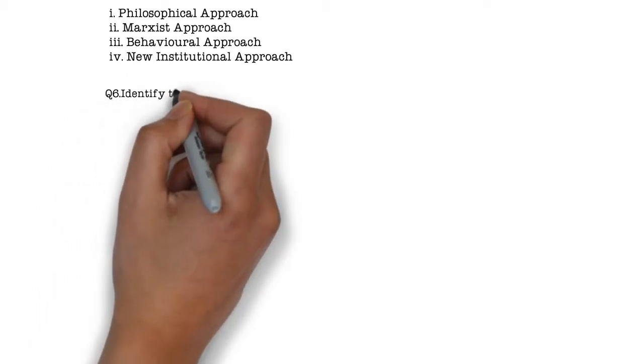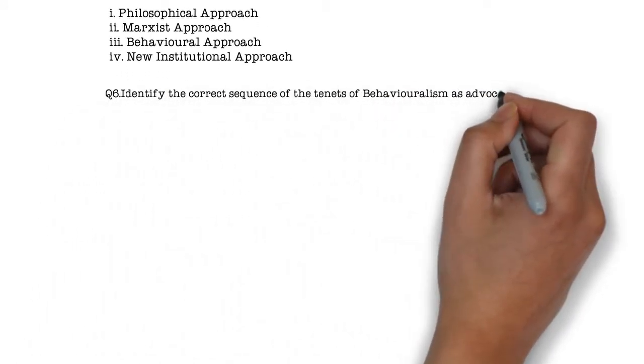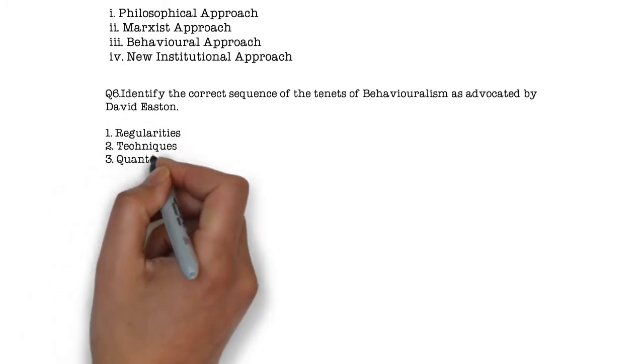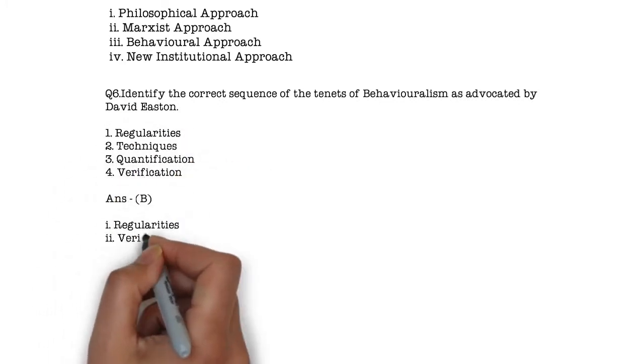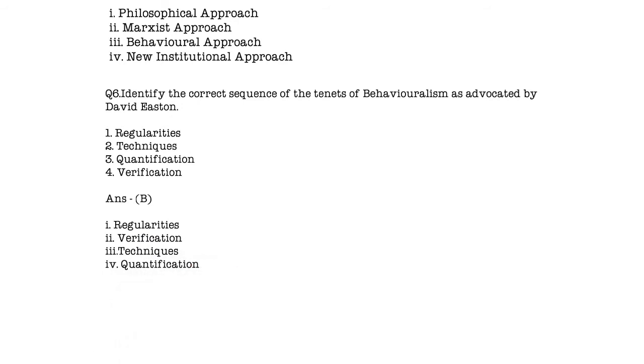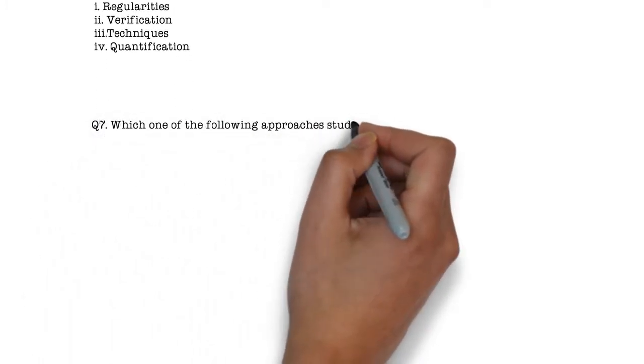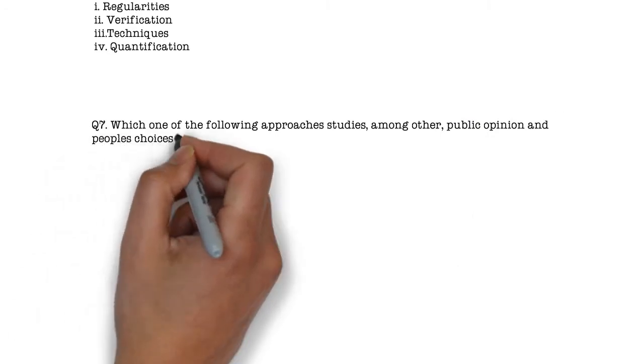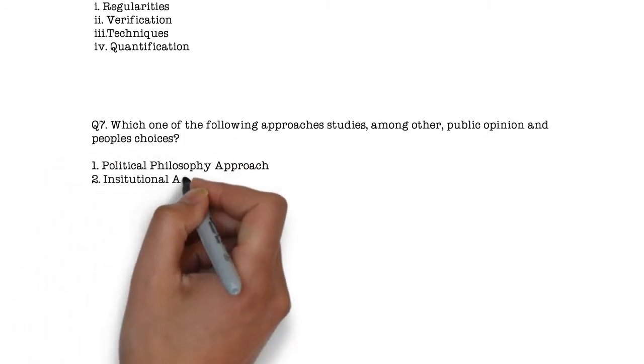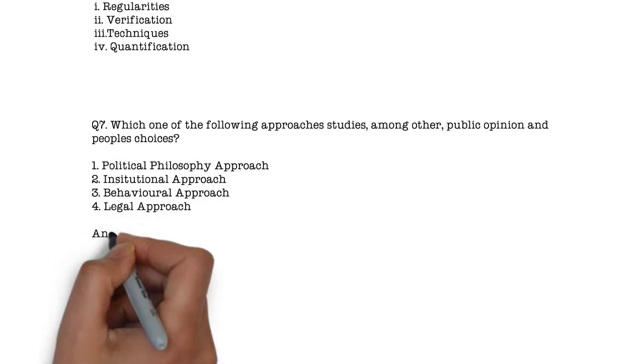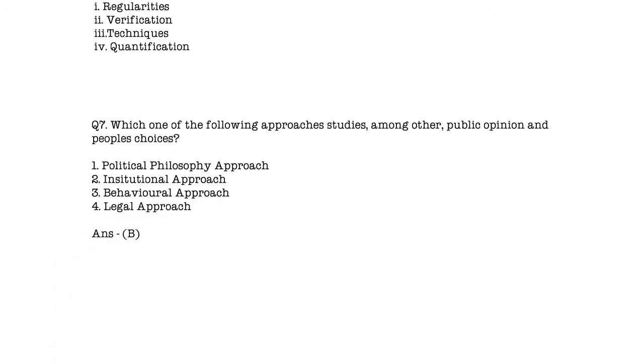Question number 6. Identify the correct sequence of the tenets of behavioralism as advocated by David Easton. In order to find out, one can go back to the lesson where it's given. Number 1 is regularities, 2 verification, 3 technique, and number 4 quantification. Question number 7. Which of the following approaches studies among other things public opinion and people's choices? Here the answer is number B, institutional approach.